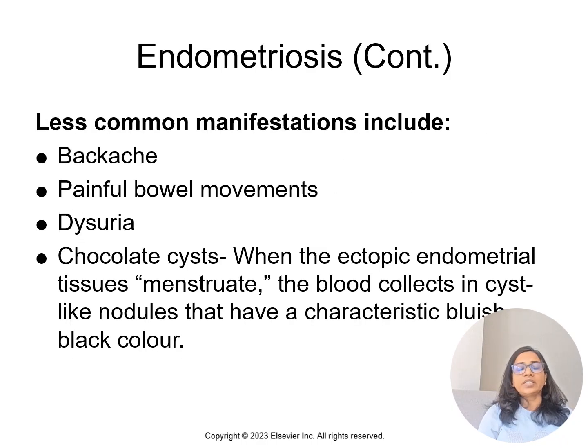Other manifestations, if it's outside the uterus, could include adhesions, backache, painful bowel movements, dysuria. Also, we see chocolate cysts present outside the uterus. During menstruation, this endometrial tissue, which is also present outside the uterus, will also start to bleed, and that causes something called a chocolate cyst. It's called a chocolate cyst because it's brown in color, bluish brown, black in color.